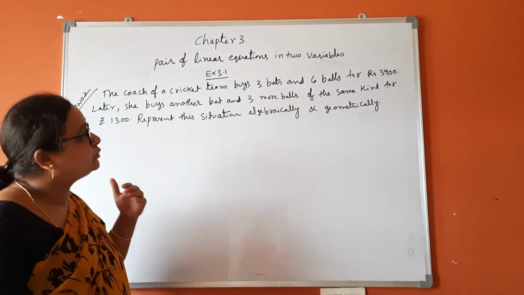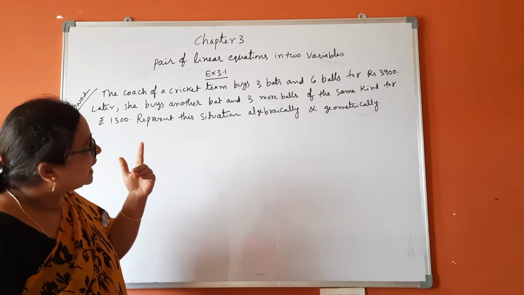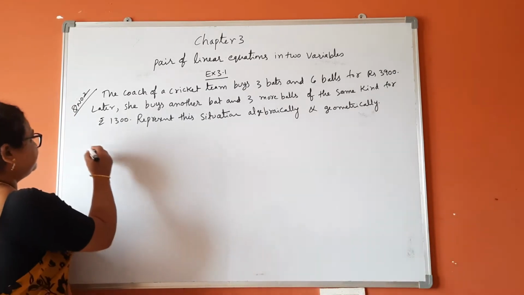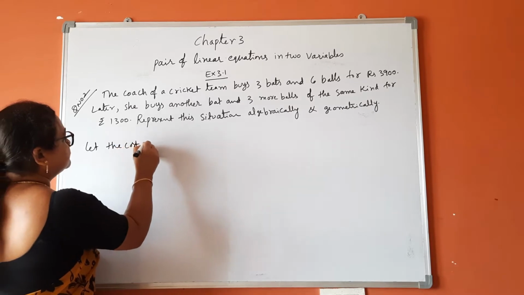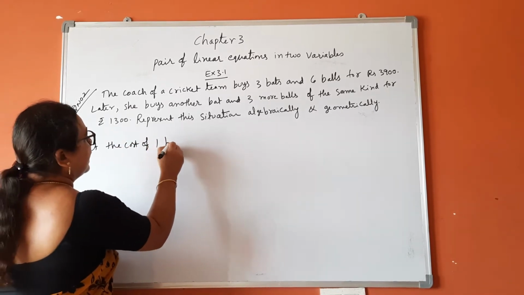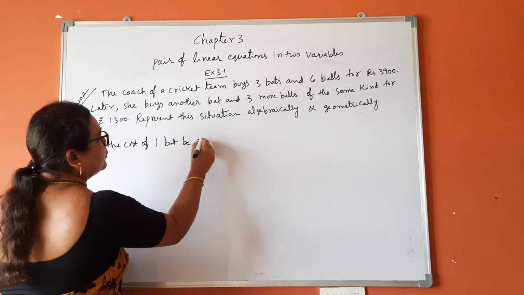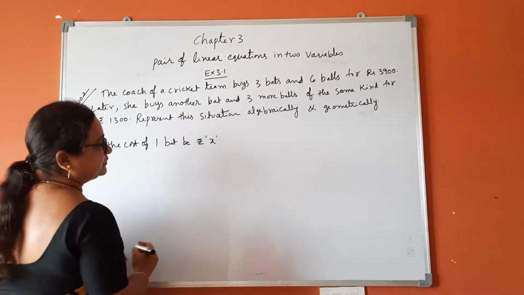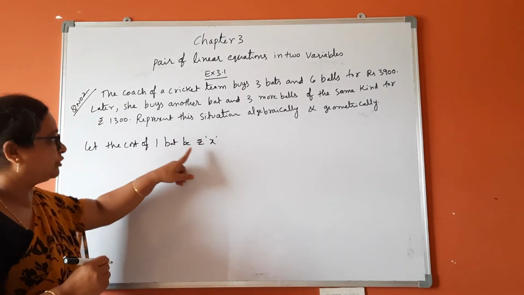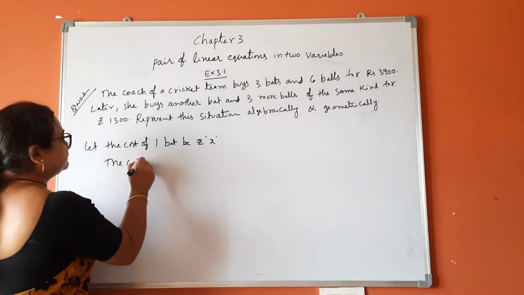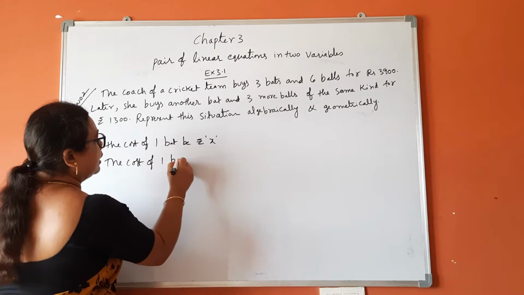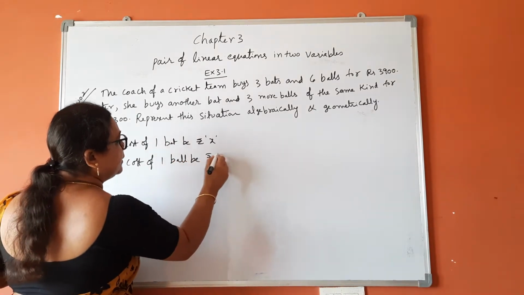So here, what are the two variables? Bats and balls. So let the cost of one bat be rupees X. Here it is cost, so we have to denote it with rupees. The cost of one ball be rupees Y.